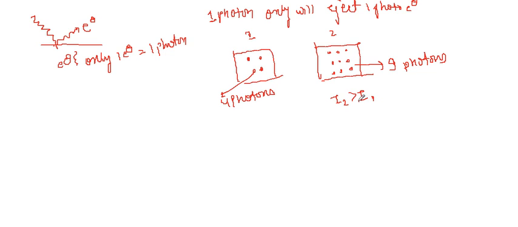Here the intensity is more because intensity is the number of photons per unit area per unit time. We know the time is the same. There are 4 photons and 9 photons, so the intensity of 2 is greater than 1. And we know 1 photon ejects 1 electron. So here 9 photoelectrons are ejecting, and here 4 photoelectrons are ejecting. Where will the current be more? Here the current will be more, so N2 will be greater than N1.